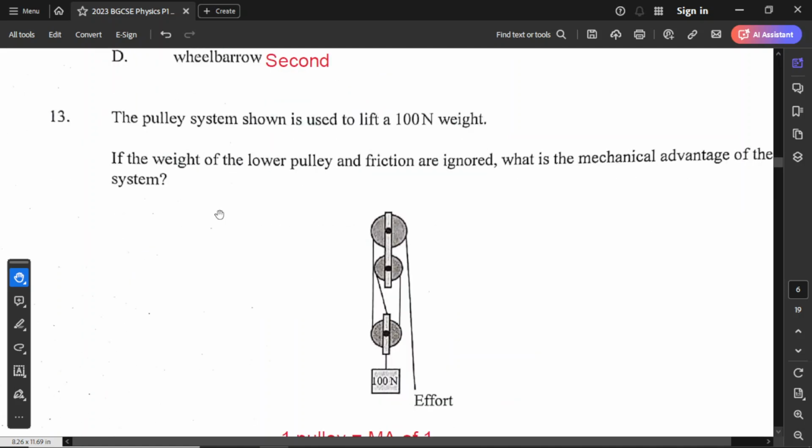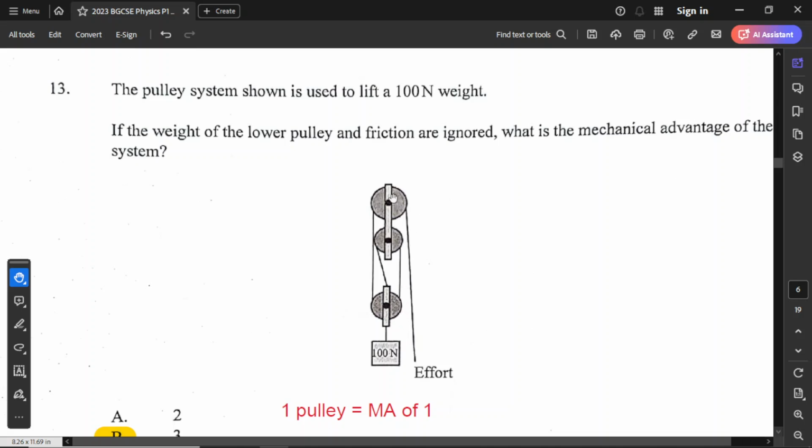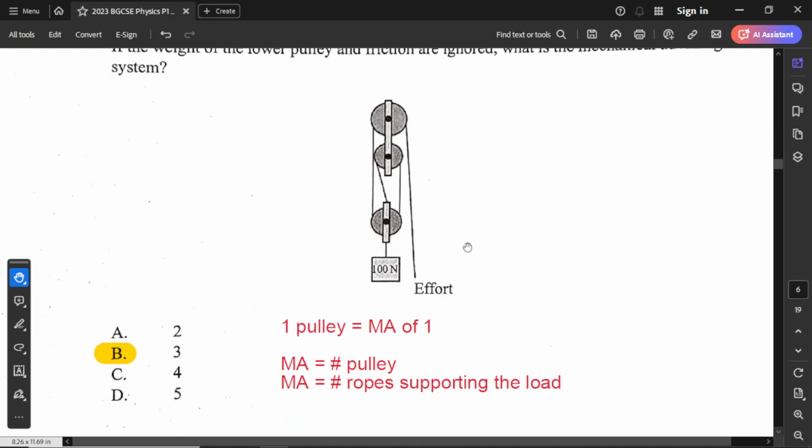For question number 13, it said the pulley system shown is used to lift a 100 Newton weight. It said if the weight of the lower pulley and friction are ignored, what is the mechanical advantage of the system? All right, I notice we have 3 pulleys right here, and also we have 3 different attachments of forces pulling on each pulley. So each rope is very important right there.